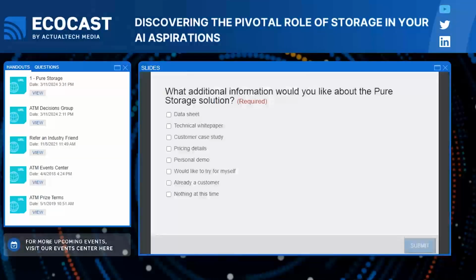AI offers a ton of potential for enterprises, and I'm so glad that we got to talk about how Pure can help customers deal with some of these top infrastructure problems. Let's get to these questions. Keith? I agree. Absolutely, Kevin. Let's get to some of these questions.